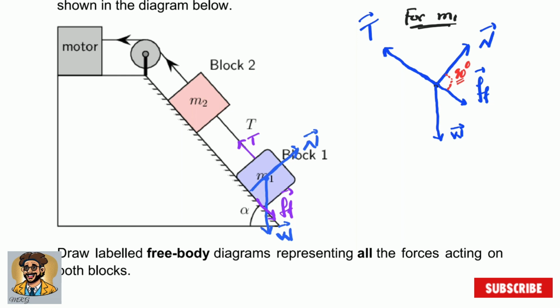If you do this one in a test, you will get 1 mark per each force. Note, each force must have the heading or the name of the force as well as the arrow, the head of the arrow. Otherwise, you don't get the mark. Now let's go to block 2.